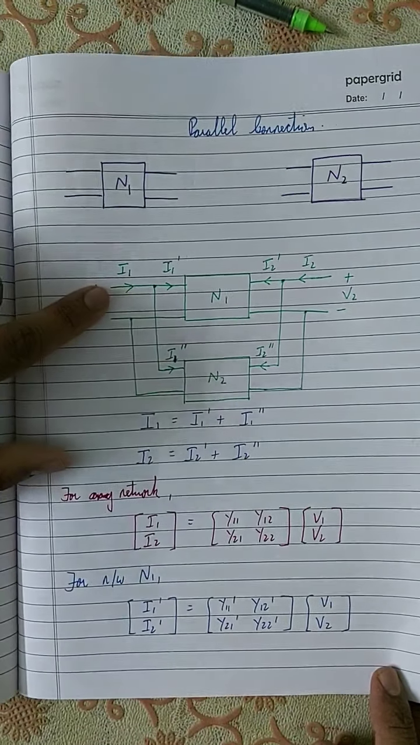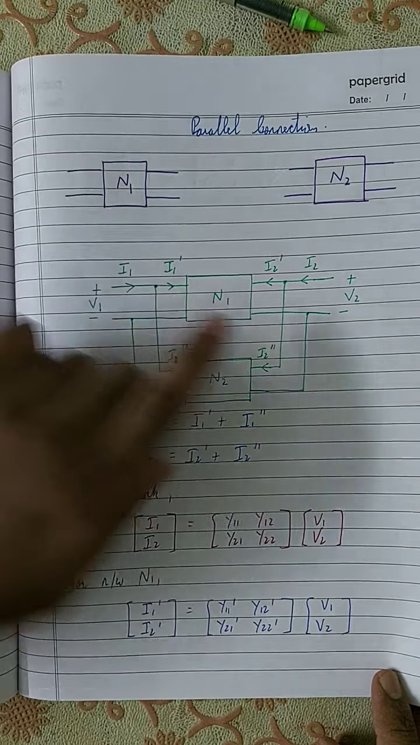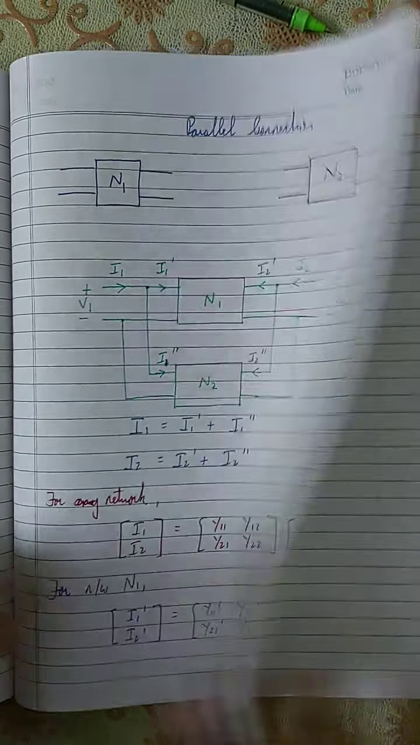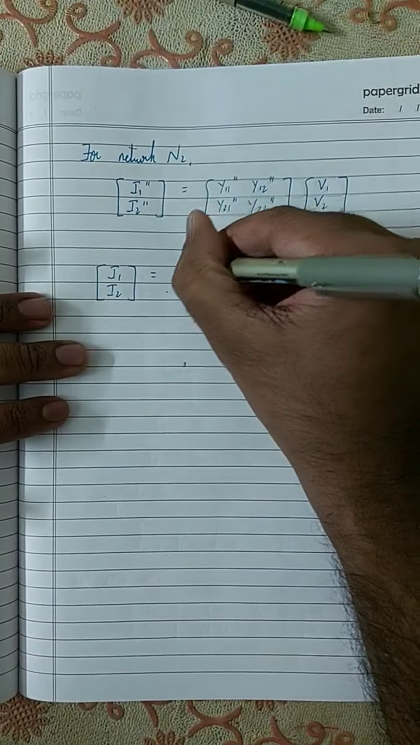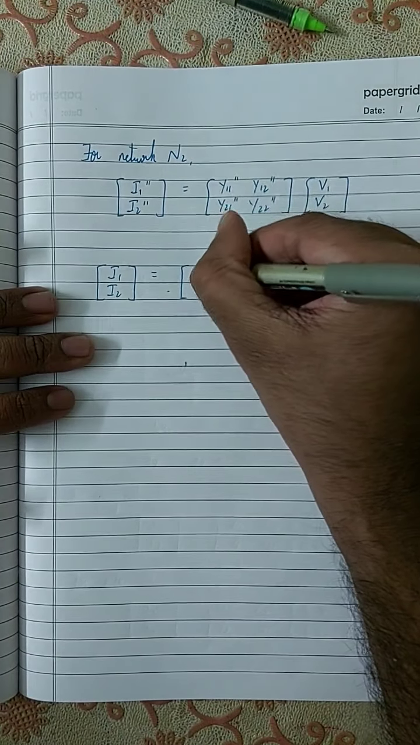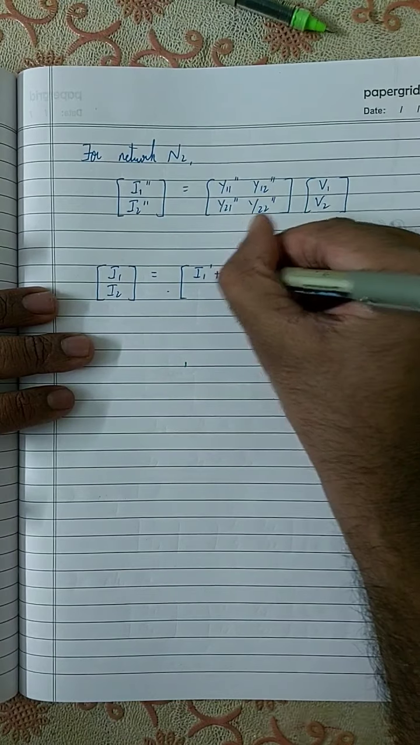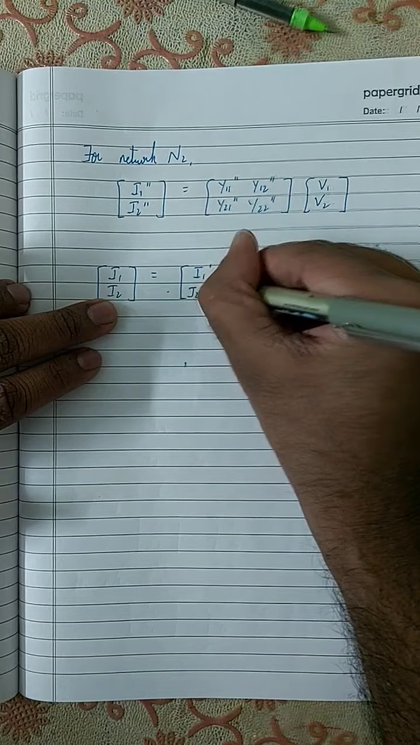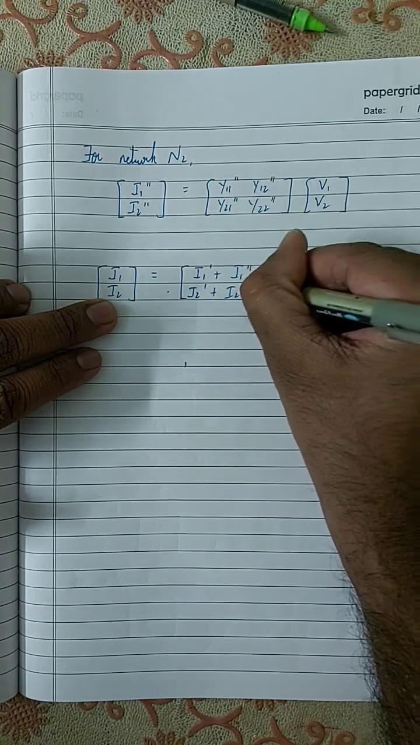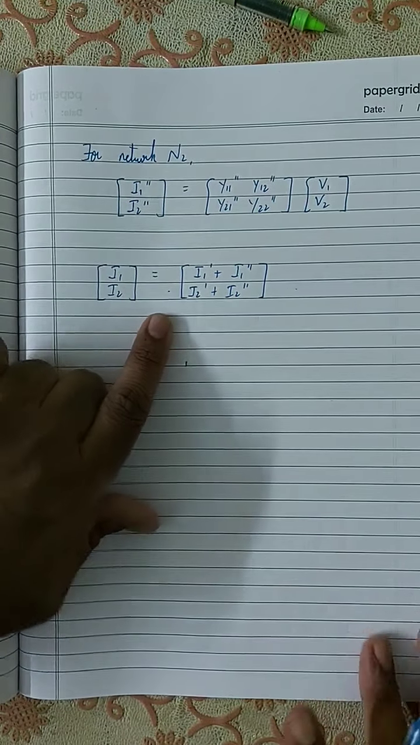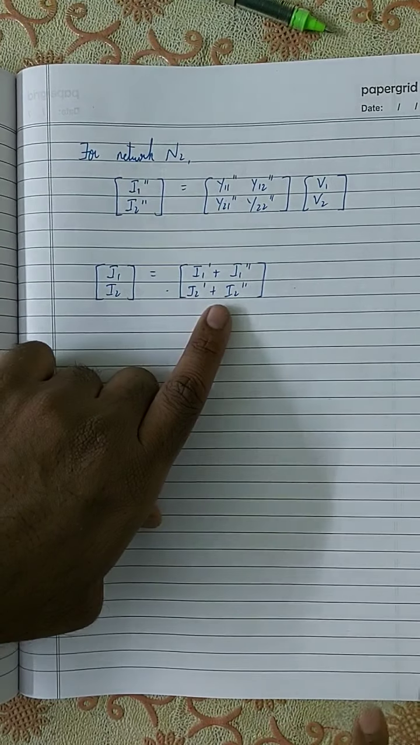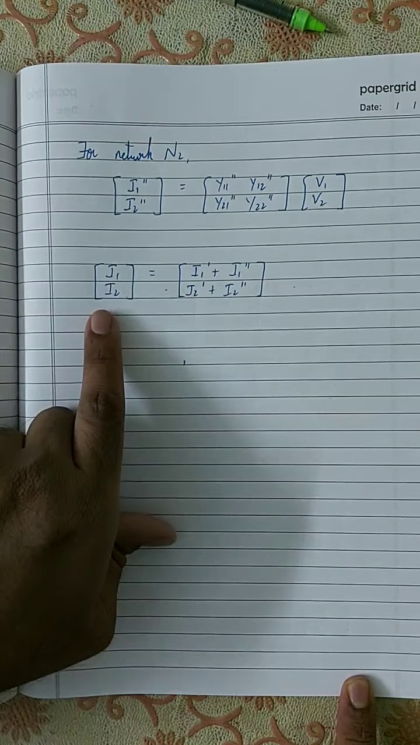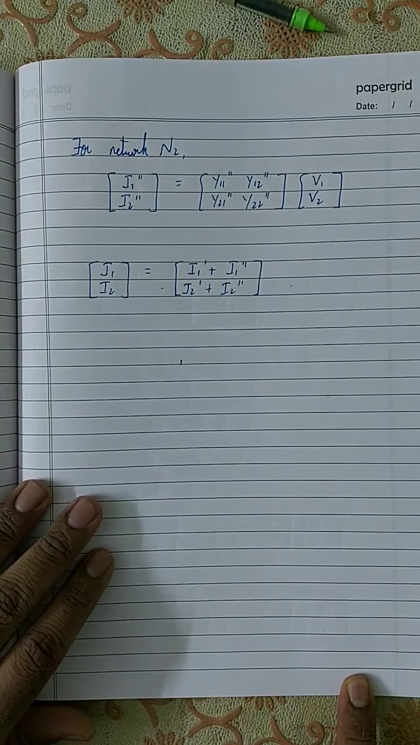I1 is the input current of the overall network, I2 is the output current of the overall network. So I1 I2 can also be written, using the basic equation, as I1 is nothing but I1 dash plus I1 double dash, and I2 is I2 dash plus I2 double dash. We can write this matrix in this form also, because this is nothing but the sum of these two currents, and this is the sum of these two currents.